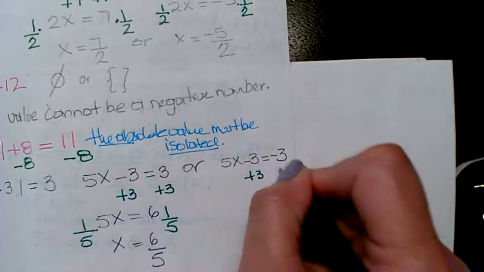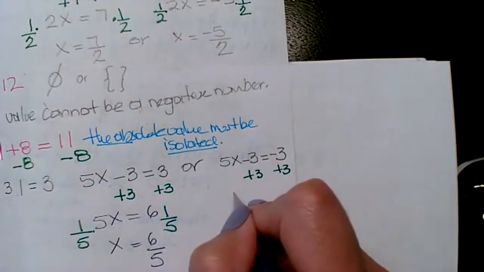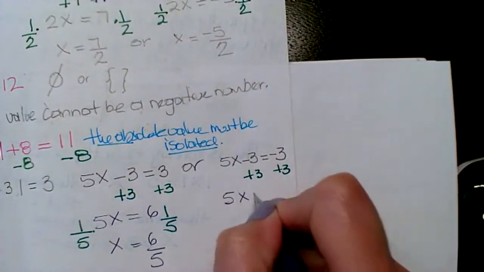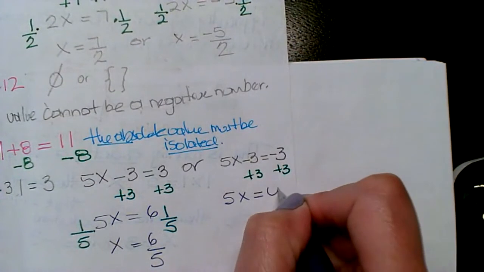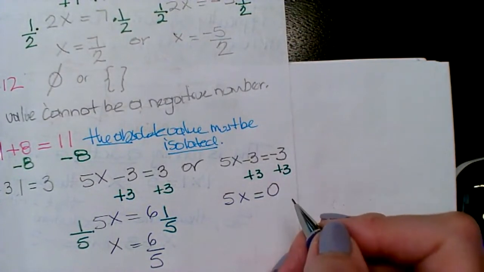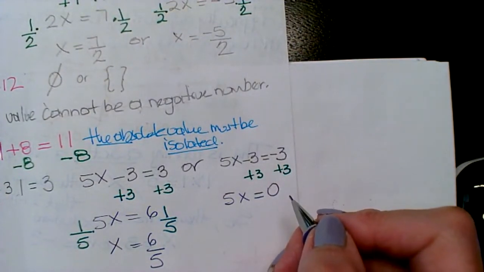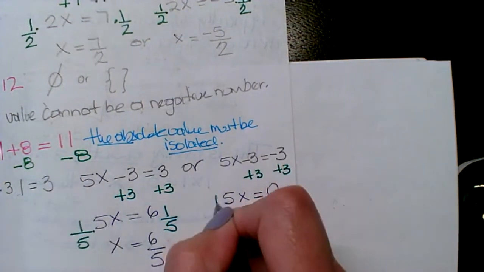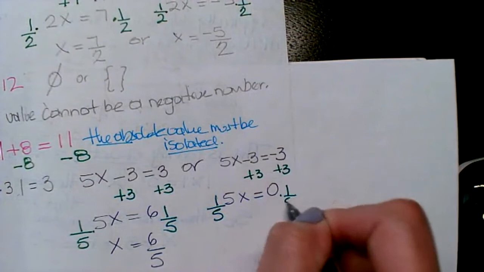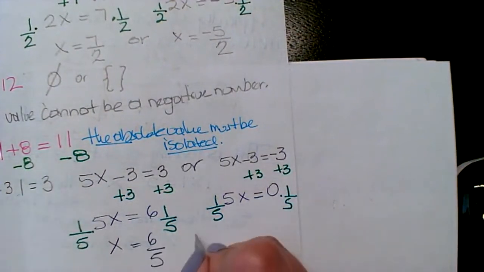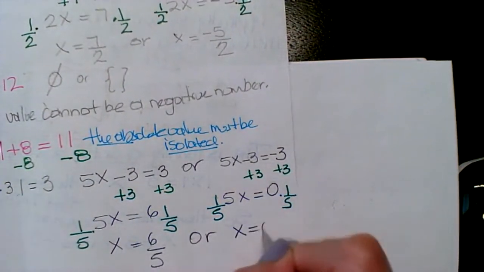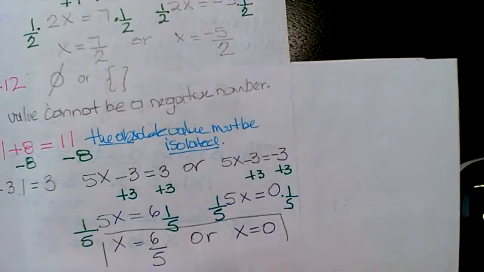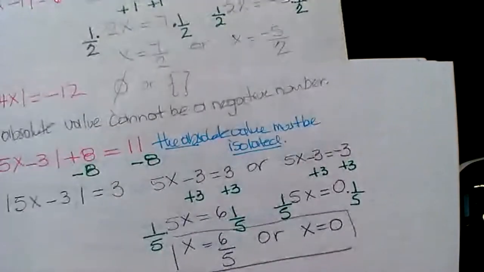I'm going to add 3 on both sides. I'm going to need to make a 0. So I get 5x equals to what? To 0. And I know, even if I multiply by the reciprocal, x is going to be equal to 0. And this is my answer. Okay?